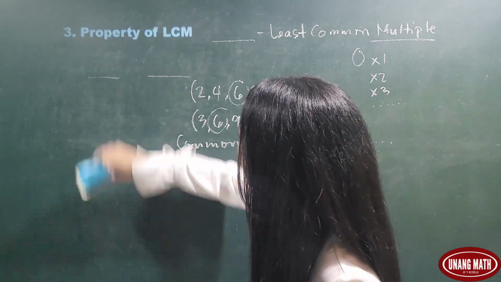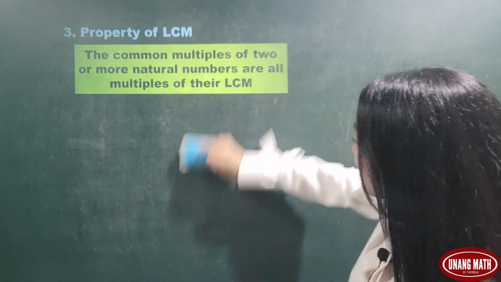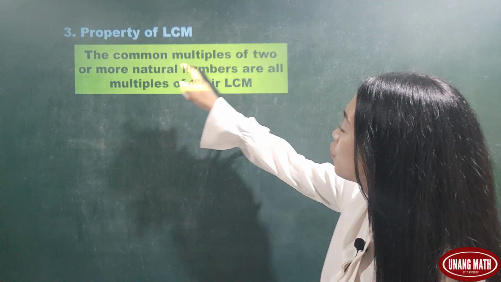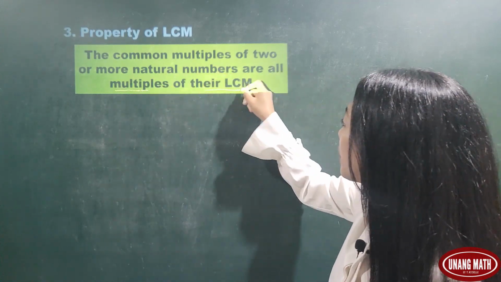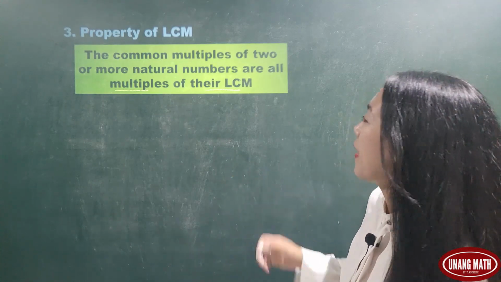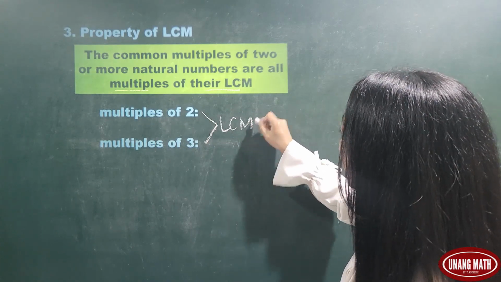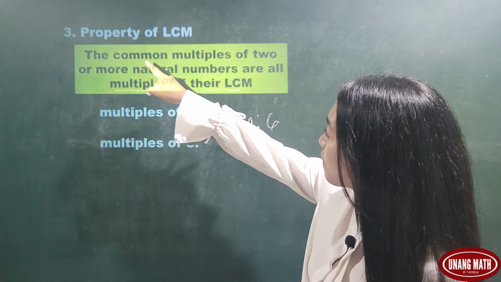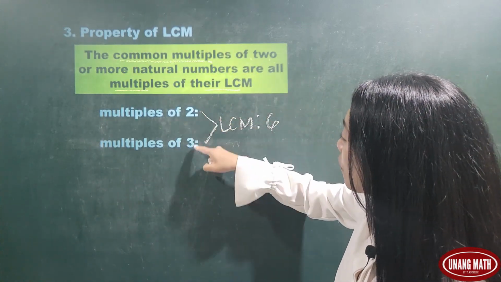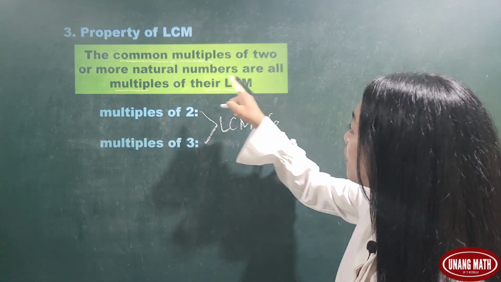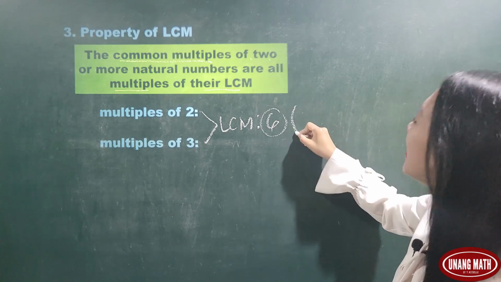So what is the property of LCM? Property of LCM states that the common multiples of two or more natural numbers are all multiples of their LCM. Let's go back to our example. Okay, LCM of 2 and 3 is 6. According to the property of LCM, the common multiples of two or more natural numbers are all multiples of their LCM.